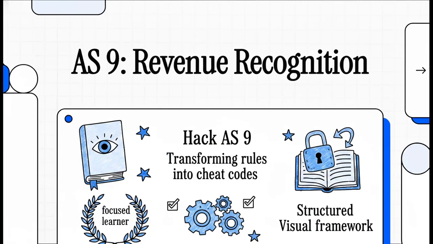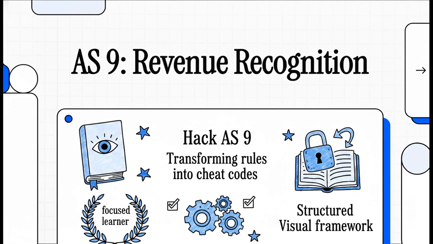So if you're a focused learner gearing up for your ICAI exams, you are in exactly the right place today. We're going to completely hack AS9, revenue recognition. Seriously, we're taking what is usually a super dry list of accounting rules and flipping them into high-yield, totally easy-to-remember exam cheat codes. By the time we wrap this up, you'll have this structured, visual framework just locked in your brain, absolutely ready to deploy on your next paper.